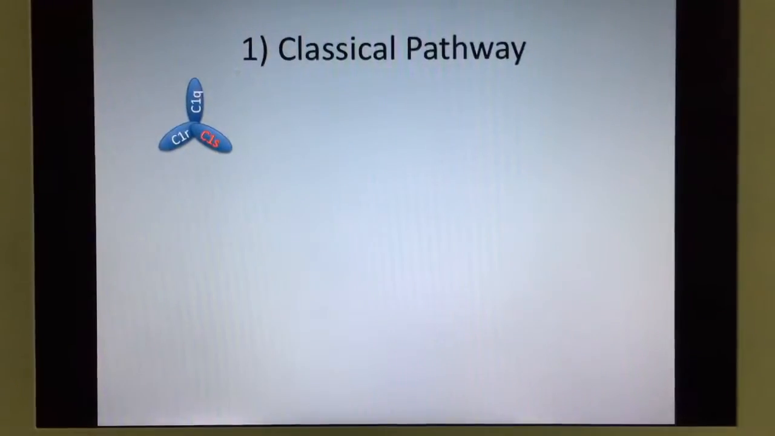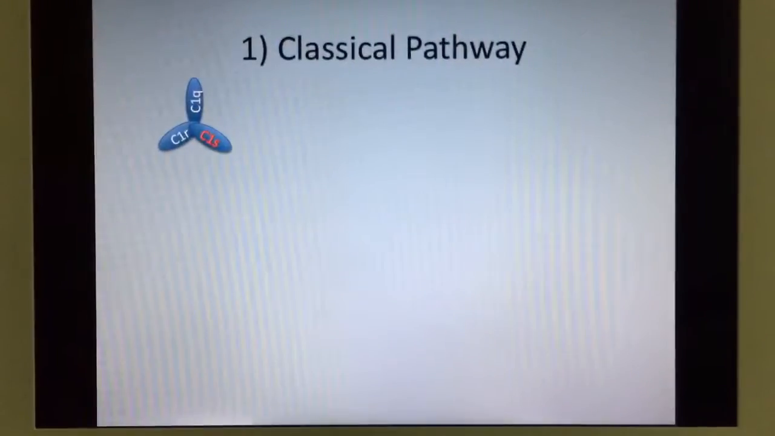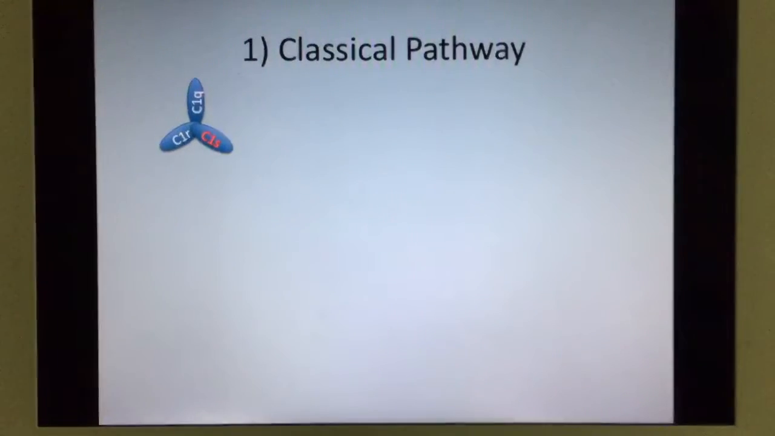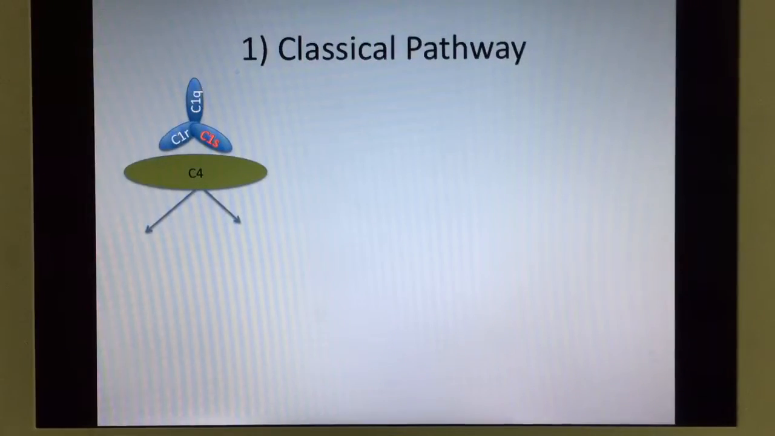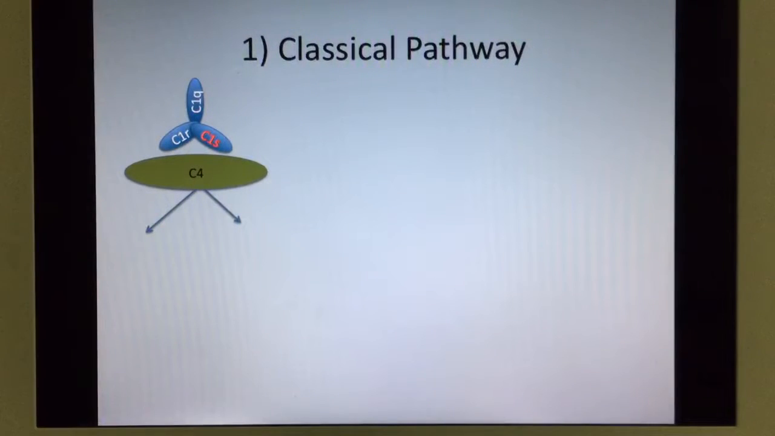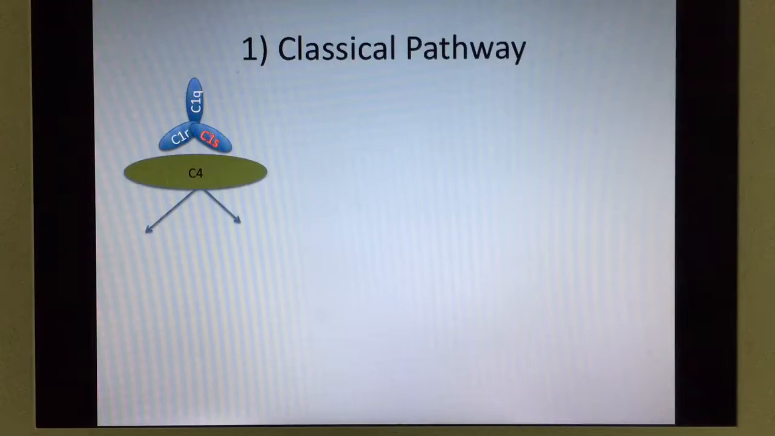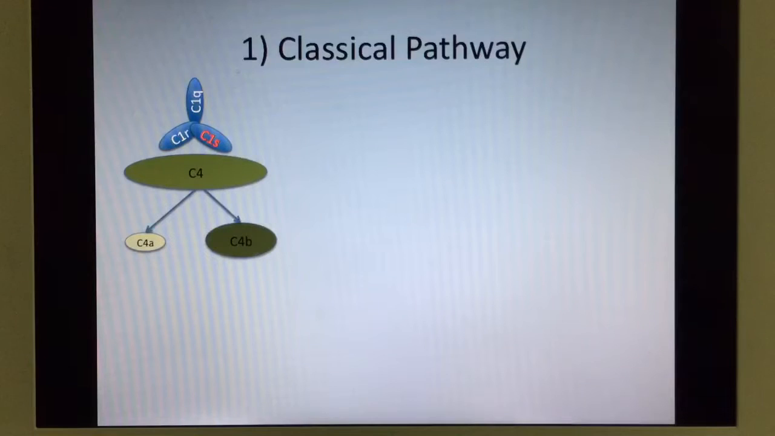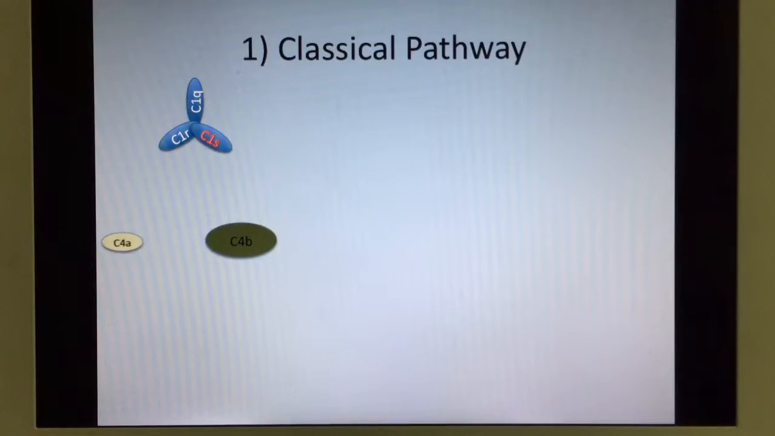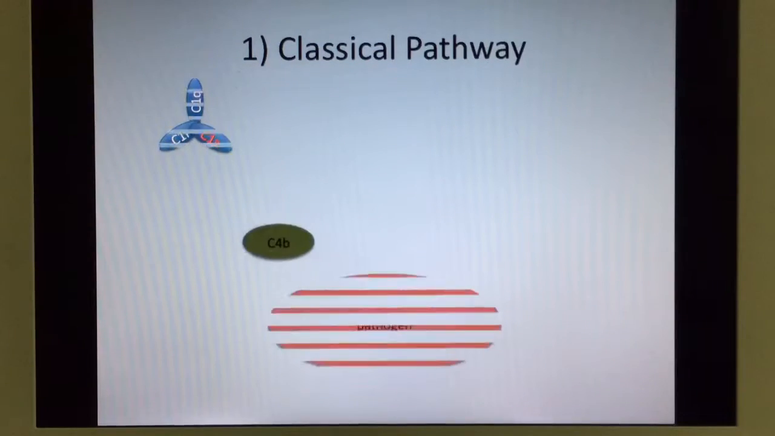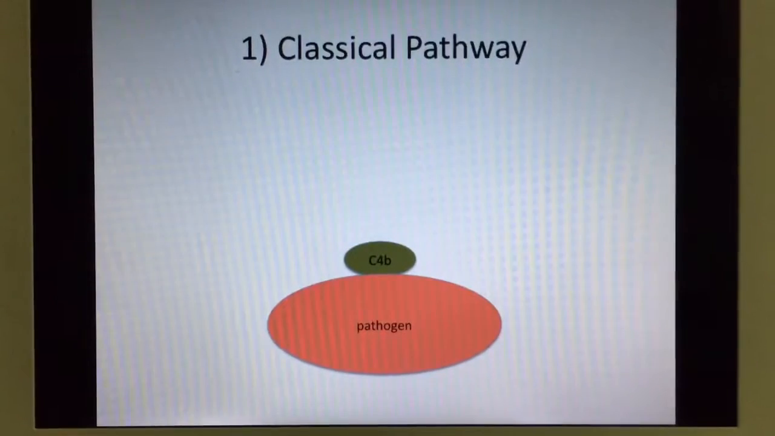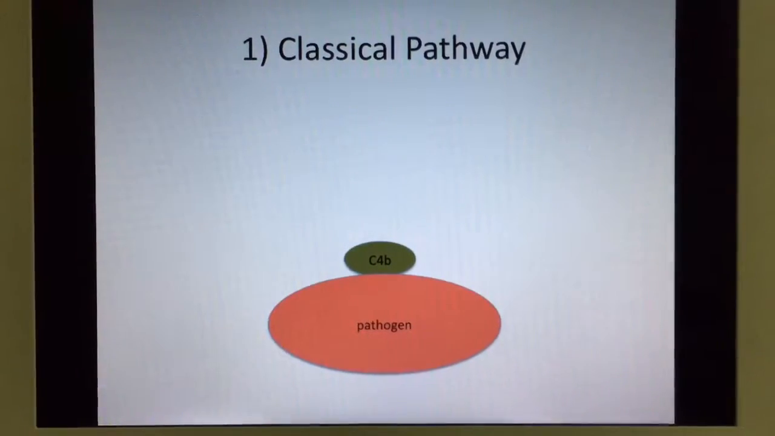C1 will initiate a cascade of reactions involving the complement proteins C2 to C9 as follows. Activated C1s is a serine protease which cleaves C4 into C4a and C4b. C4a is a small fragment with weak pro-inflammatory properties, while the larger C4b is able to bind covalently to the pathogen surface.